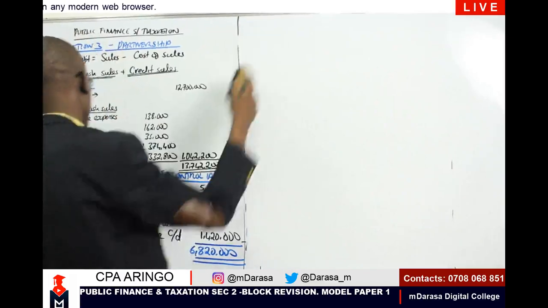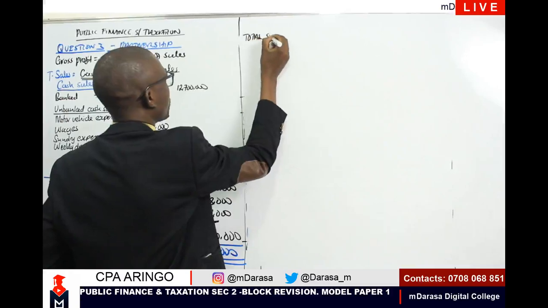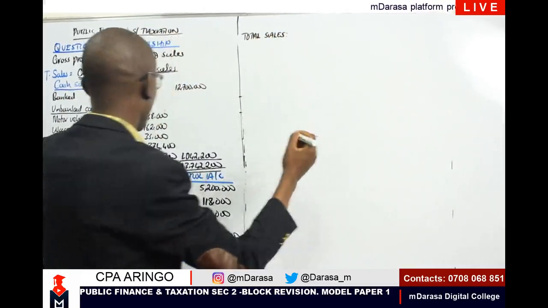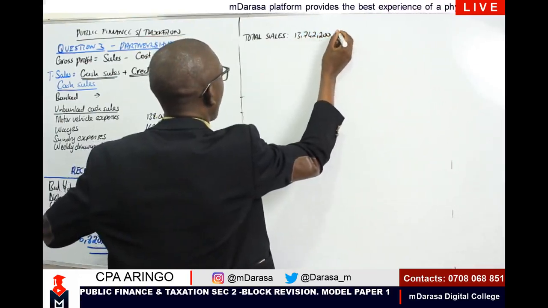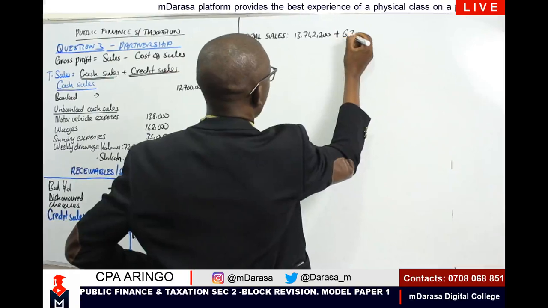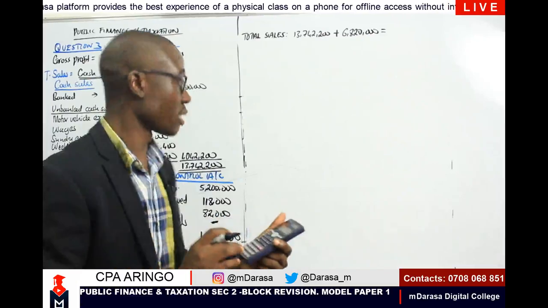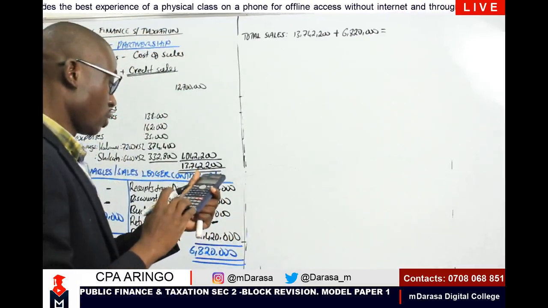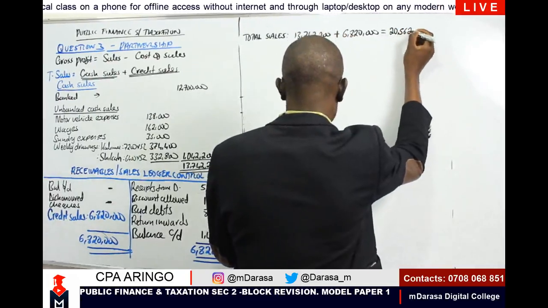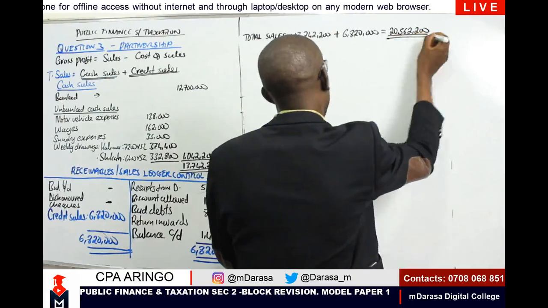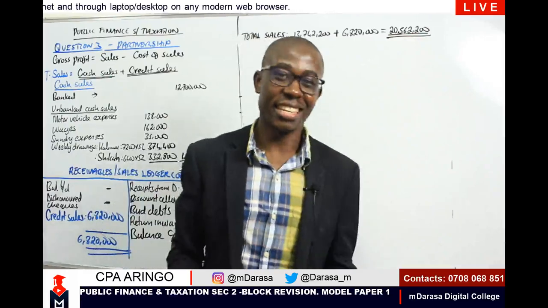So my total sales at this point, this is what we are going to take. I should be having cash sales of 13,742,200. We add our credit sales of 6,820,000. That should give us a figure of 20,562,200 being our total sales.